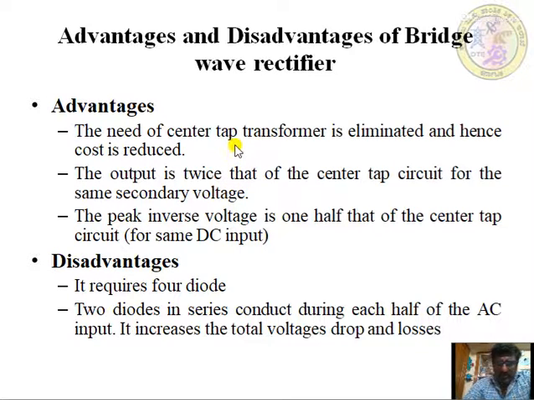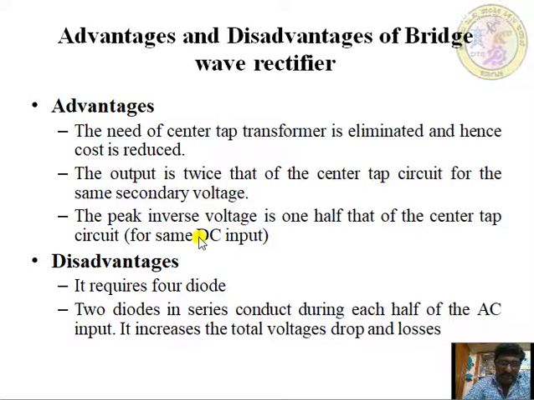Here we don't require a center tap transformer. That is, the need of a center tap transformer is eliminated, hence the cost is reduced. Since we are not using the center tap transformer, the cost will obviously be reduced, and only the 4 diodes will be arranged. The output is twice that of the center tap circuit for the same secondary voltage. See here, the output is also twice, that is, the efficiency is also increased. The peak inverse voltage is one half that of the center tap circuit of the same DC input.